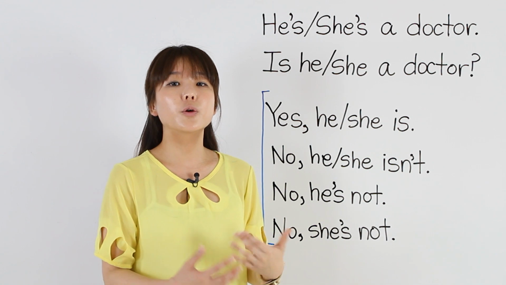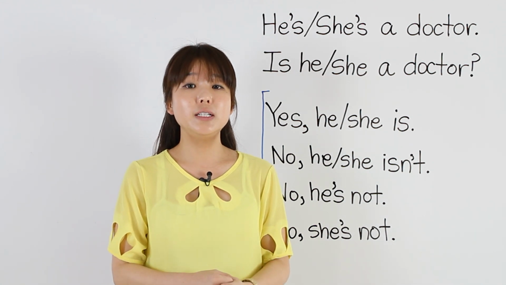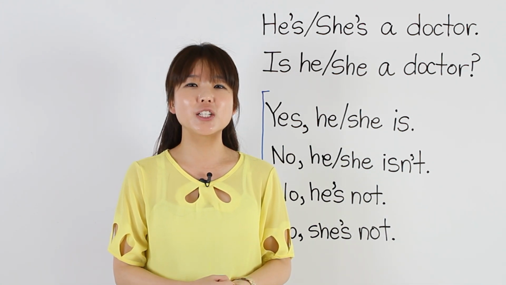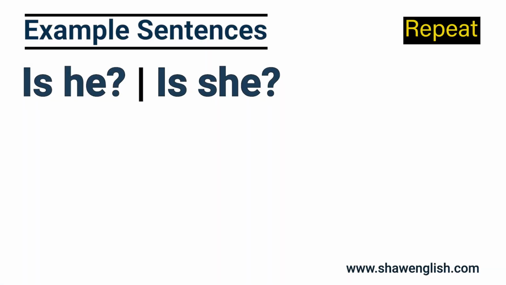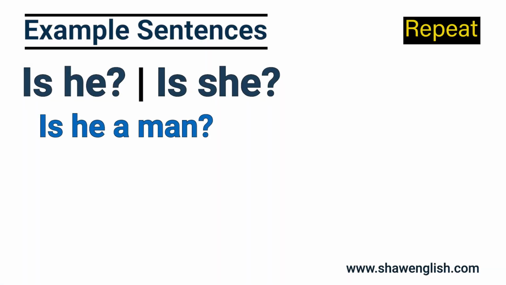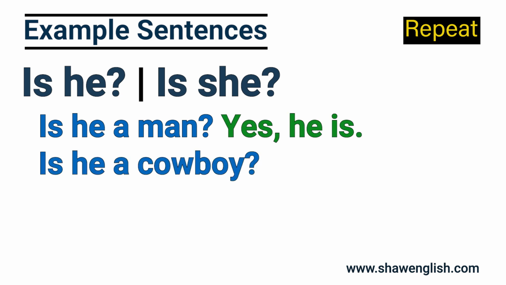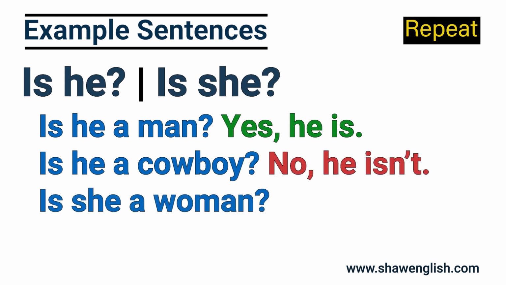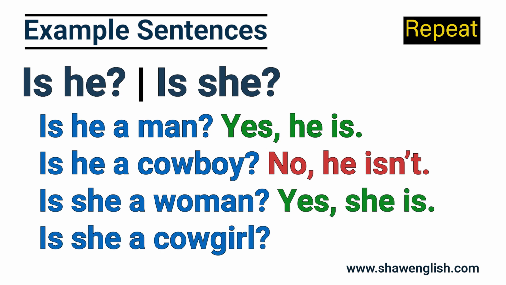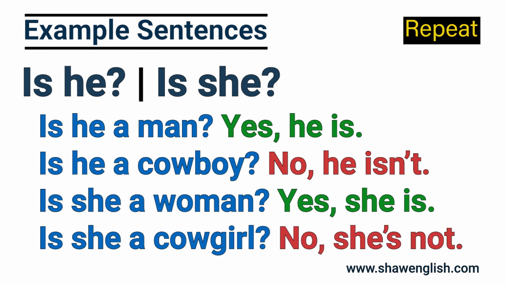All right, now we're going to look at some more examples. Please make sure you repeat after each example. Is he? Is she? Is he a man? Yes, he is. Is he a cowboy? No, he isn't. Is she a woman? Yes, she is. Is she a cowgirl? No, she's not.